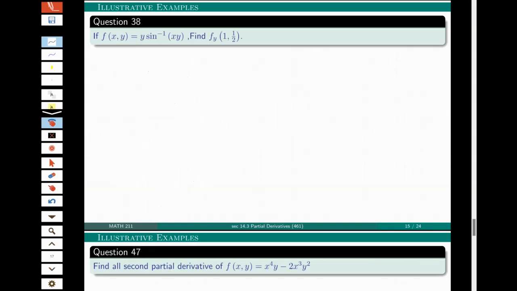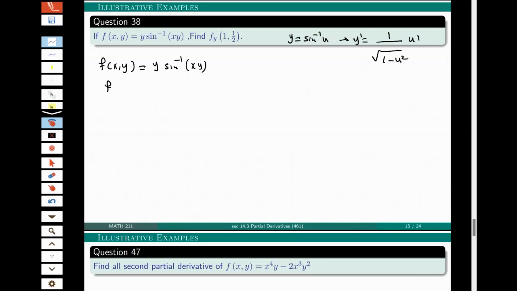Now, I have here f of x and y is equal to y times sine inverse of xy. I need to remind you about calculus 1. When I have sine inverse of u, what was the derivative? The derivative was 1 over square root of 1 minus u squared times u dash.